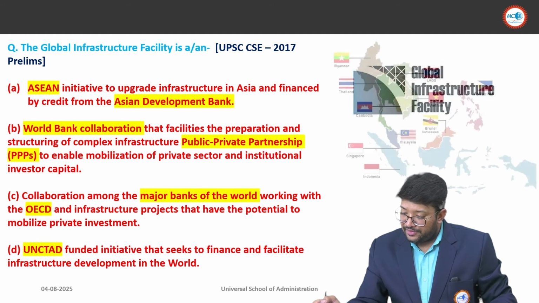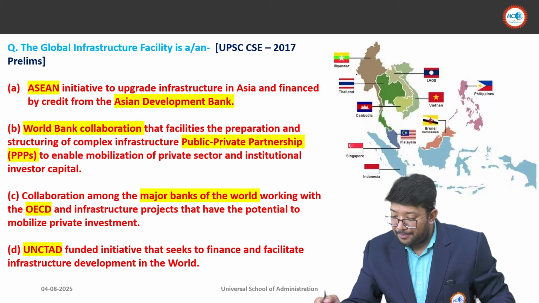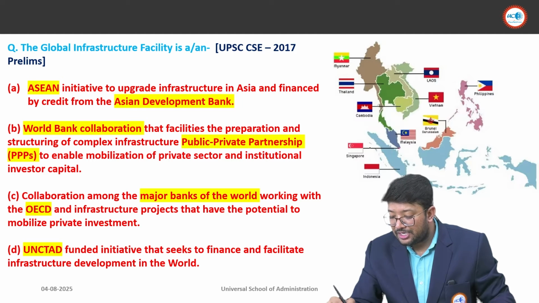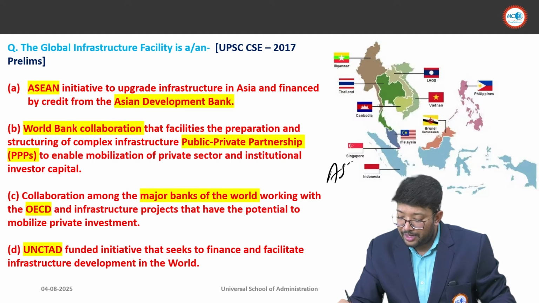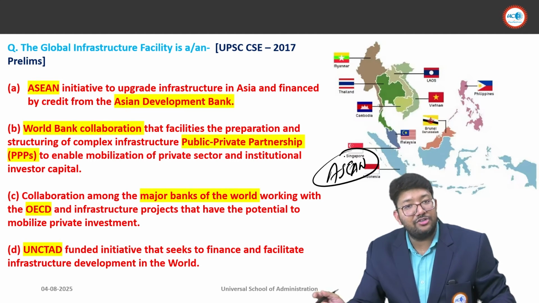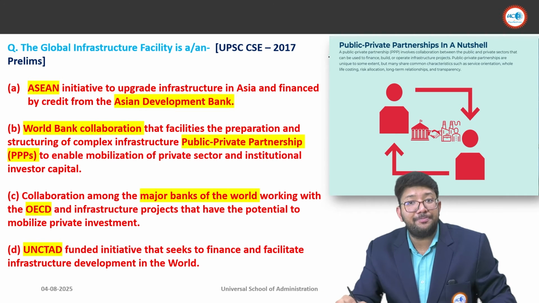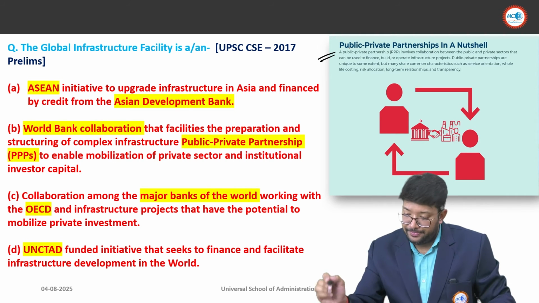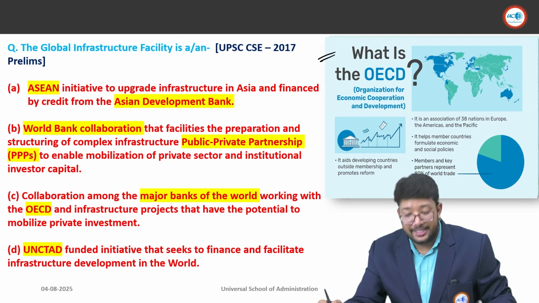This is the Global Infrastructure Facility. These are the ASEAN countries: Myanmar, Laos, Thailand, Cambodia, Vietnam, Philippines, Brunei, Malaysia, Singapore, and Indonesia. These all come under ASEAN countries. You have to remember that. Public-private partnership, what is it? It's written there. What is OECD?